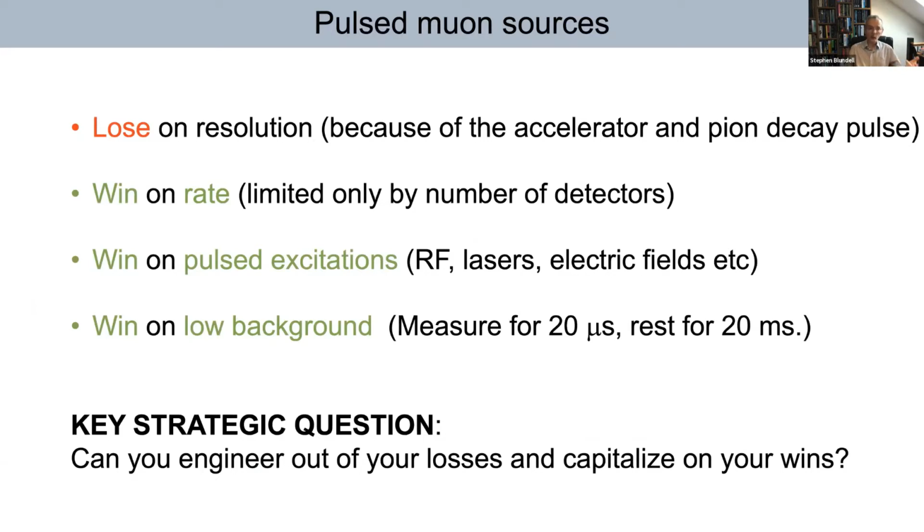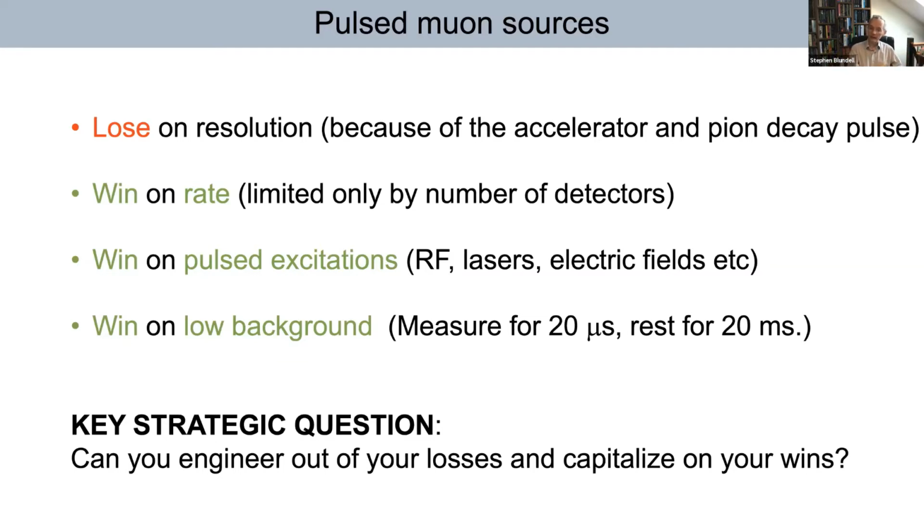And in particular, we win on rate. So in a continuous source, the rate at which you can obtain data is set by the muon lifetime, because you have one muon in your experiment at any one time, you wait for it to decay, then you let the next one in. And if you try and let too many muons in, you just don't know which one has decayed. At a pulse source, your limit is really just set by the intensity of your accelerator and your number of detectors. You mustn't overwhelm your detector dead times. So if you put more detectors on, your rate goes up.